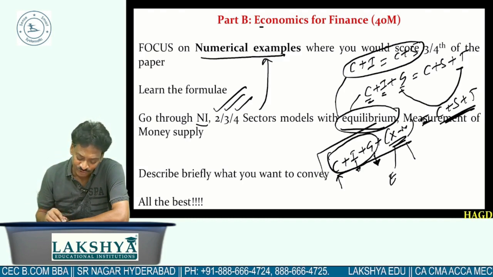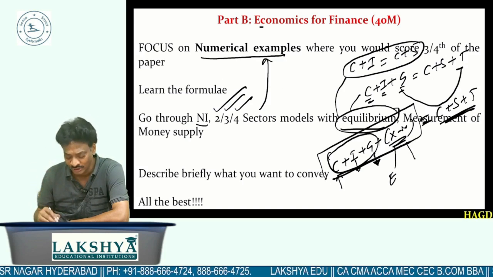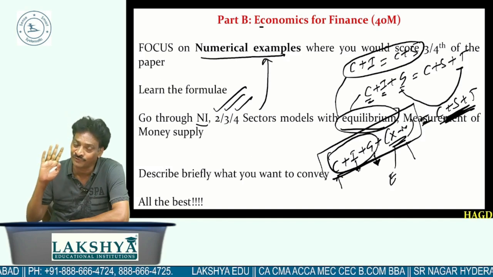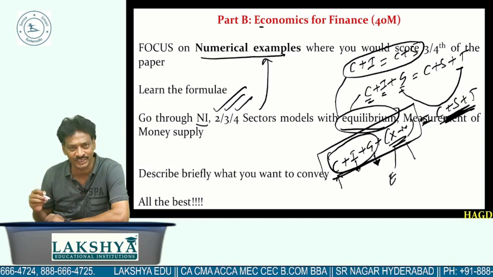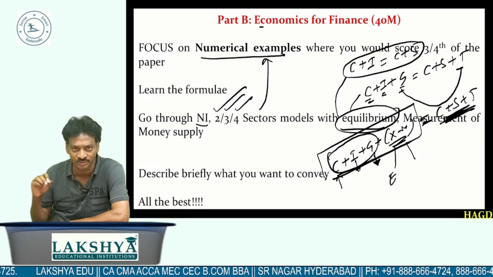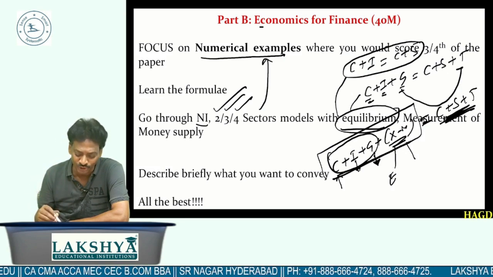Now AD in a four-sector model, C plus I plus G plus X minus M, which should be equal to C plus S plus T. There is no change in aggregate supply, even though we are dealing with four-sector model. Now equilibrium takes place only when AD is equal to AS. In a four-sector model, C plus I plus G plus X minus M should be equal to C plus S plus T. So what we are expecting from this chapter is, it's only numerical questions.